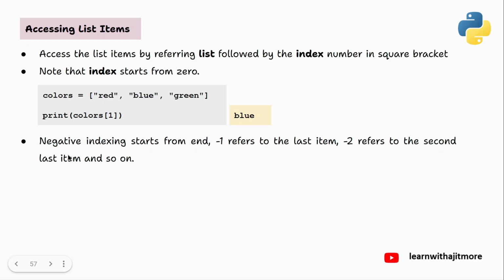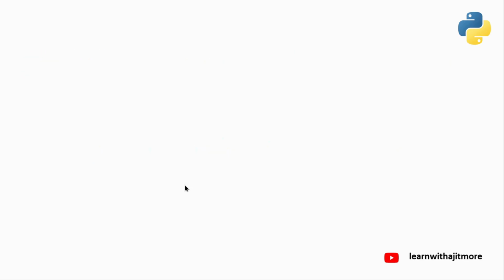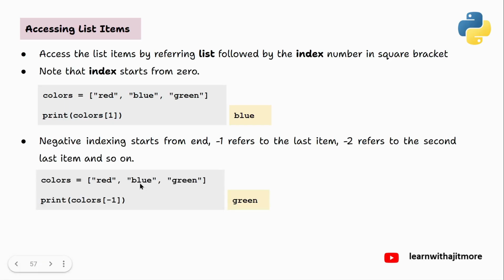Negative indexing is also allowed, which I already told you. Negative indexing भी allowed है. But if you give negative indexing, it will consider from the right end. Green will be -1, -2, -3, like that. So negative index starts from end, -1 refers to the last, -2 refers to the second last, and so on. देखो, colors equal to red, blue, green, colors of -1. So who is at -1? Green. ठीक है? I hope it is clear. This concept is clear. ठीक है? Can you give me quick confirmation?